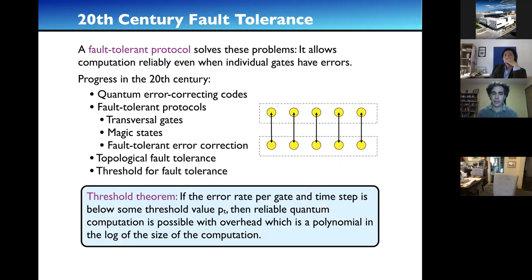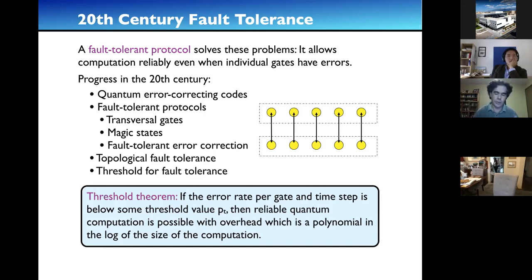So that's the sort of stuff that was worked out in the 20th century. Quantum error correcting codes were invented. We designed fault-tolerant protocols. And the fault-tolerant protocols in the 20th century mainly used a couple of techniques: transversal gates and magic states. So I'll talk more about those later.